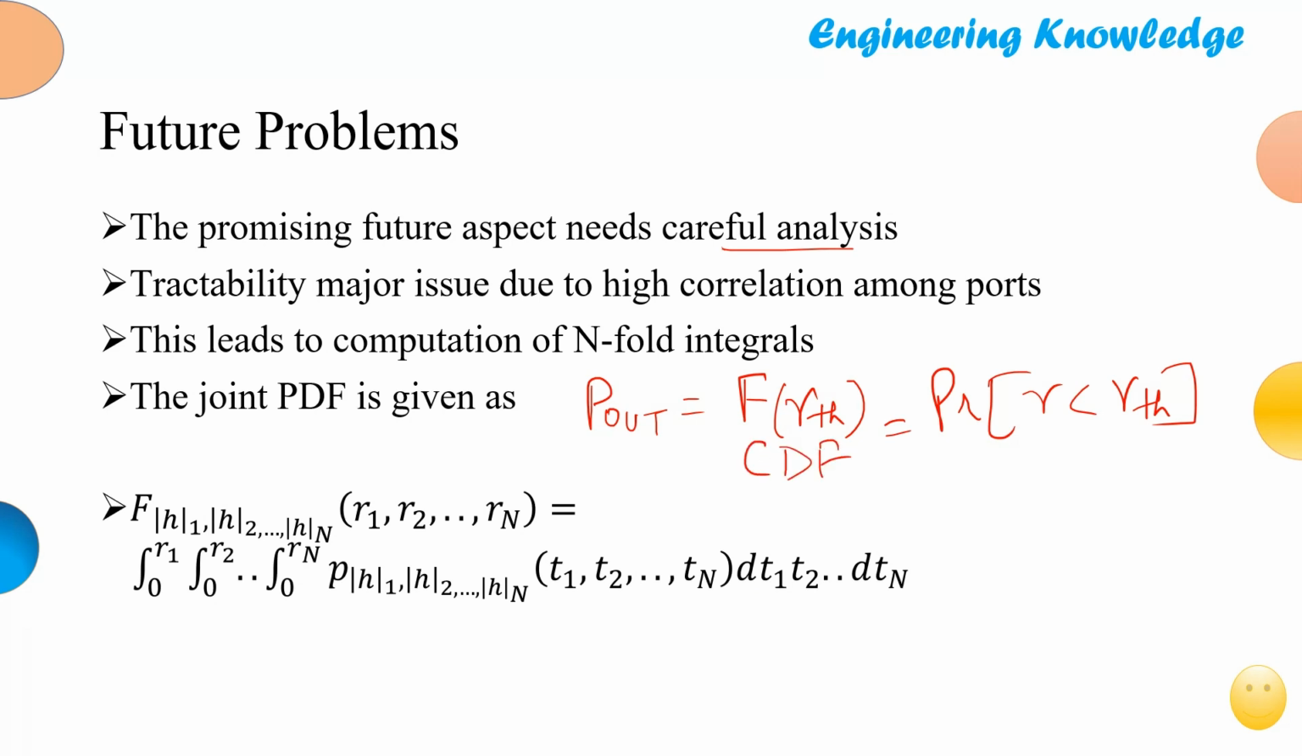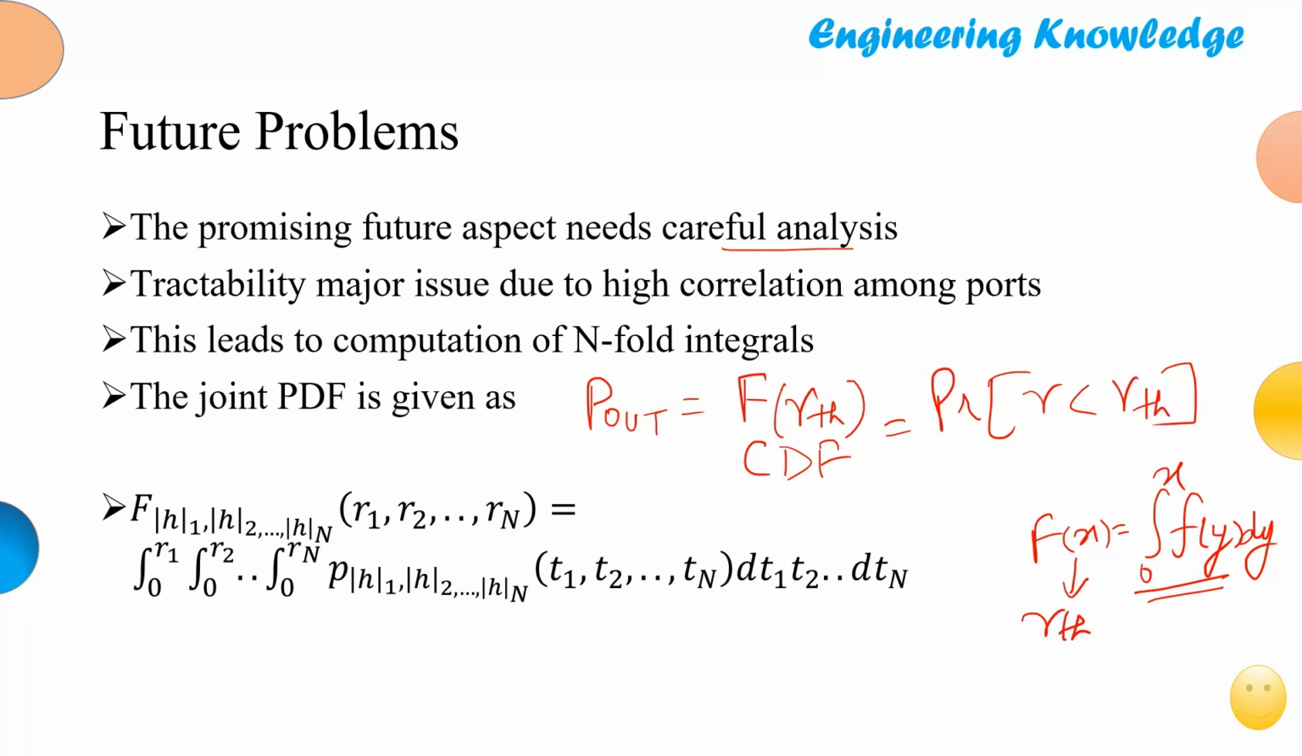and for this we require the joint PDF of the system. So what is the CDF in actual computation? The CDF, capital F of x, is basically the integration from 0 to x of f(y) dy, where small f is the PDF. So if we integrate the PDF from 0 to x, we get the CDF of the system. If we replace x by gamma_th, we get the outage probability. This is the reliability of the system.